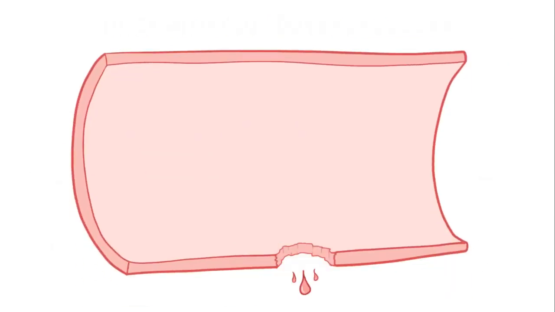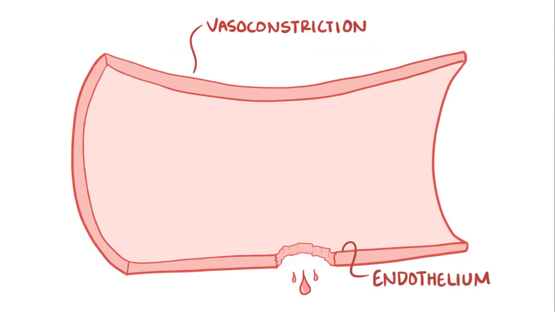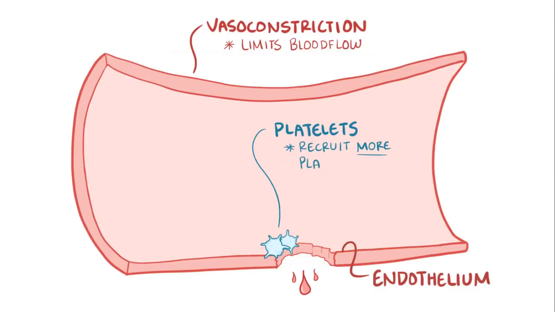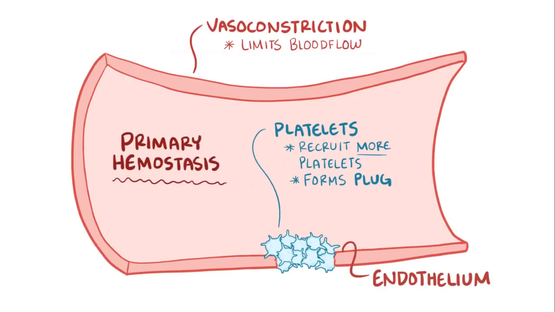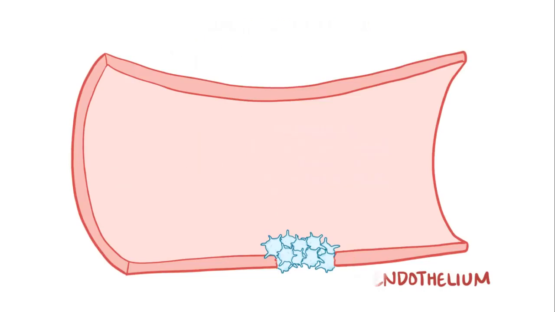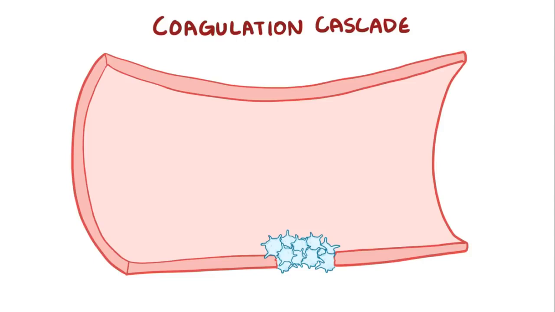Normally, after a cut and damage to the endothelium, or the inner lining of blood vessel walls, there's an immediate vasoconstriction, or narrowing of the blood vessel, which limits the amount of blood flow. After that, some platelets adhere to the damaged vessel wall and become activated, and then recruit additional platelets to form a plug. The formation of the platelet plug is called primary hemostasis. After that, the coagulation cascade is activated.